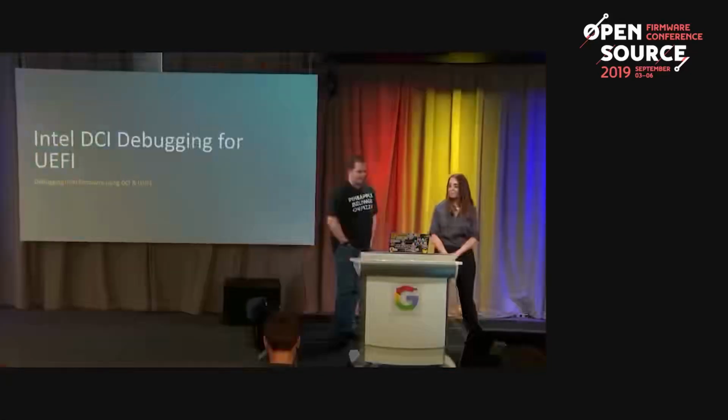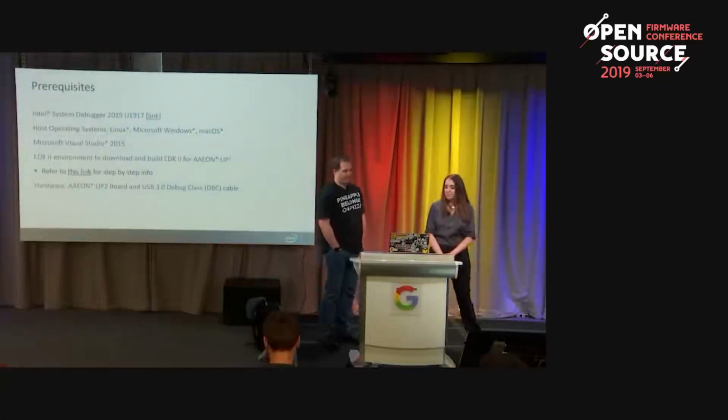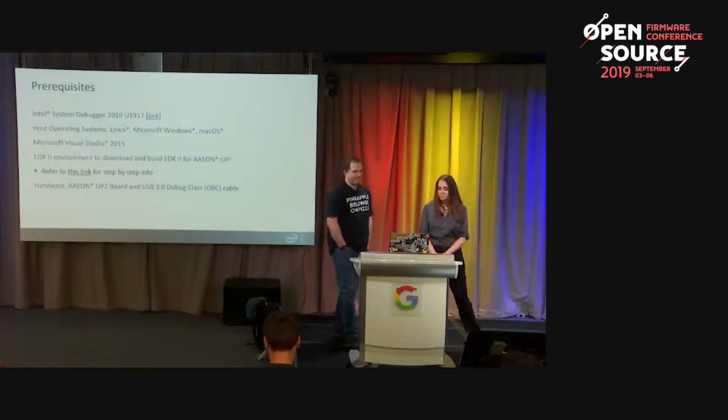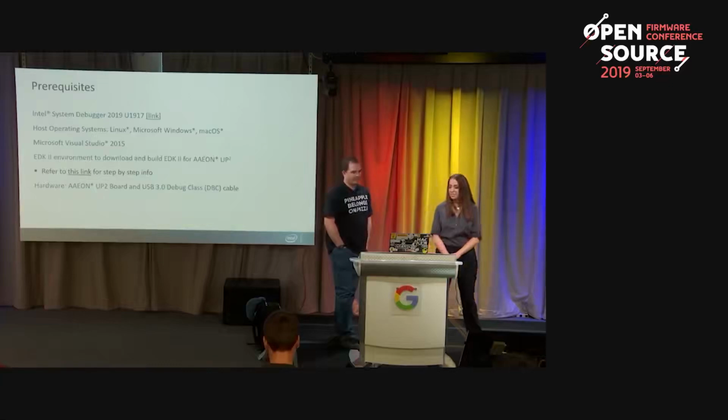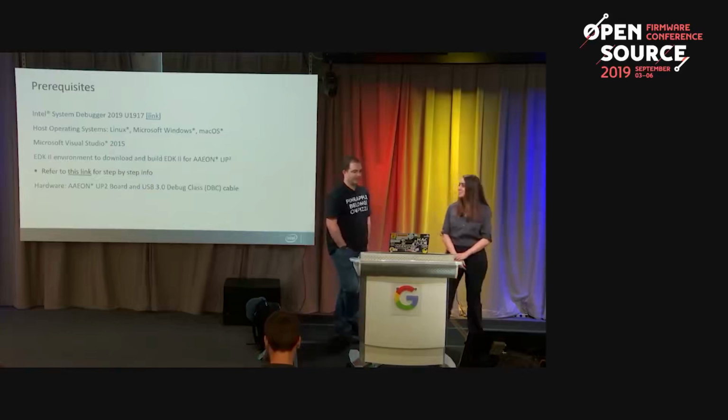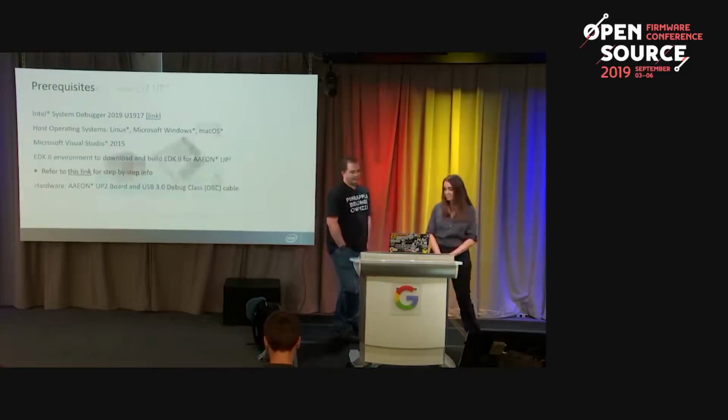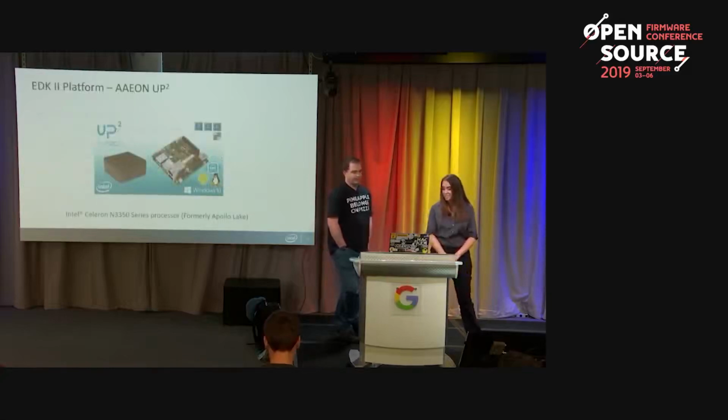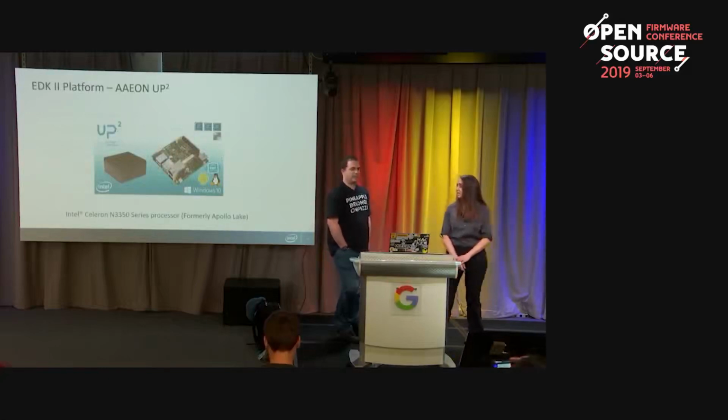All right, let's see how we can debug for UEFI. So what you're going to need is Intel System Debugger, Visual Studio, the EDK environment for building the UP Squared. We chose to work on the UP Squared for this presentation since it's a POC platform, like MinnowBoard, somewhat open sourced, and it supports DCI. All right, so this is our Celeron N3350. Yeah, this processor is $200 on Amazon Prime if you're US-based.